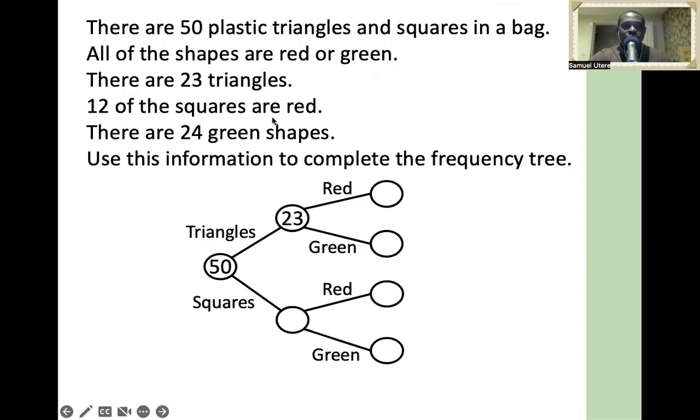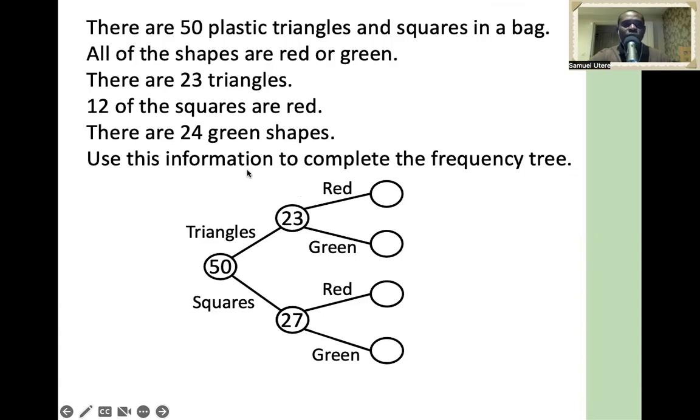12 of these squares are red. So we'll go down. But before we do that, if we have 23 triangles out of 50, to get the number here, we just do 50 minus 23, which is 27.